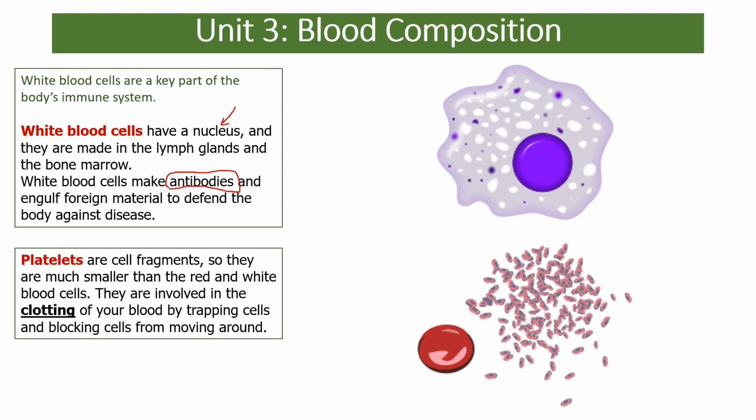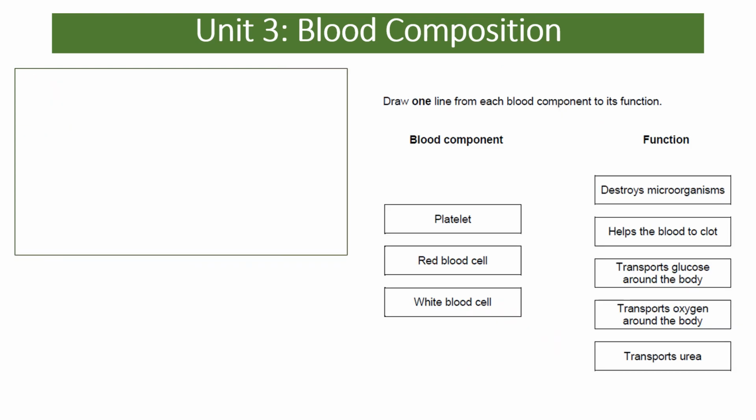We also have things called platelets, which are cell fragments, and you need to know that definition. They're much smaller, and they're involved in clotting of your blood, which is good, because it stops you bleeding if you've cut yourself. So going to this, what sort of question could you have?